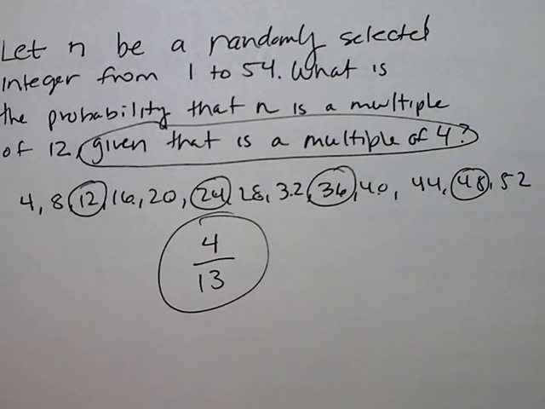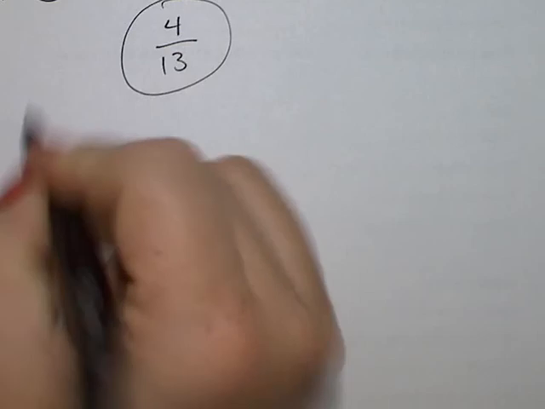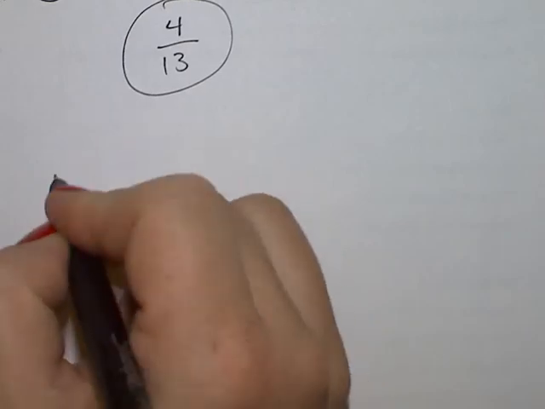Who would like to try another problem like that? Okay, let's do another one. This time, let's have you do the numbers 1 through 20. So I'm not gonna write all of this down. Let n be a randomly selected number from 1 to 20.